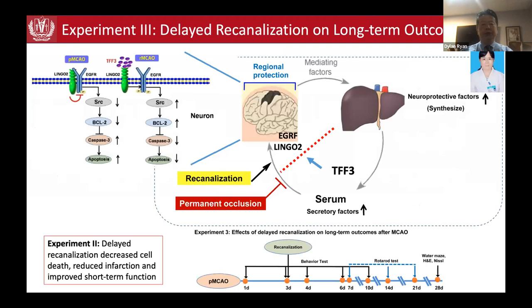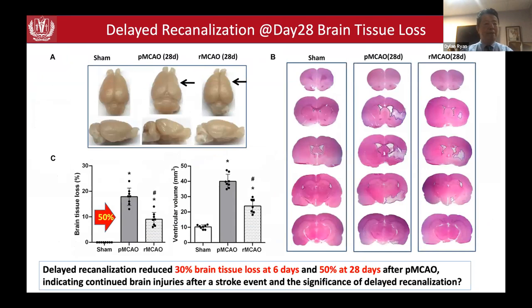So how about the long term? We wait 1 month. For us, it's very hard to do 3 months or 9 months. Animals getting big, right? So it's so expensive to keep them. So we sacrifice all of them by like 1 month. But you can see by 1 month, it's even more interesting.